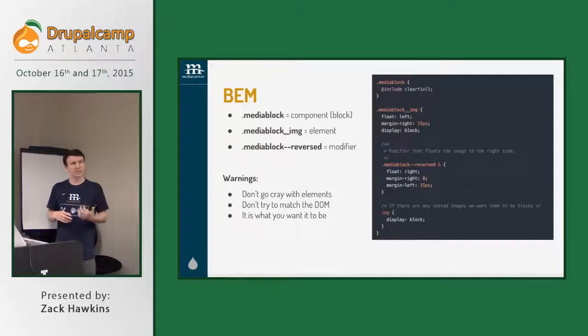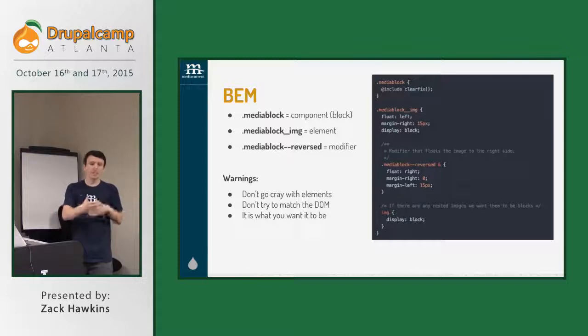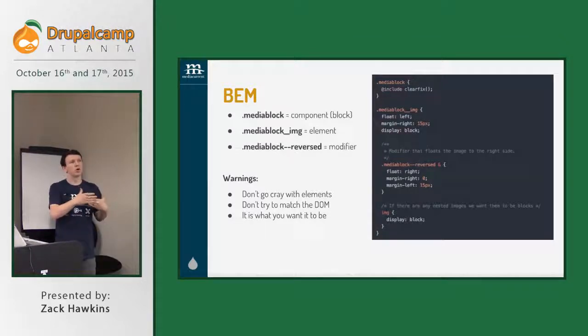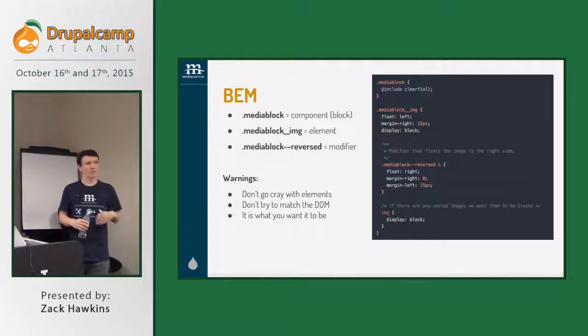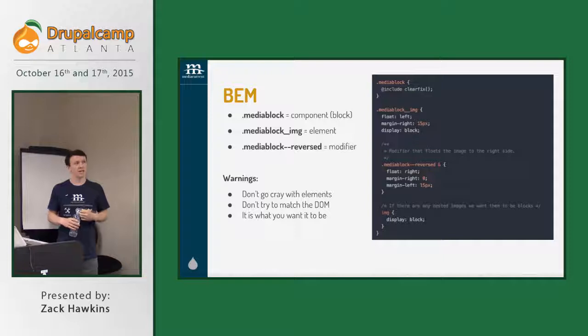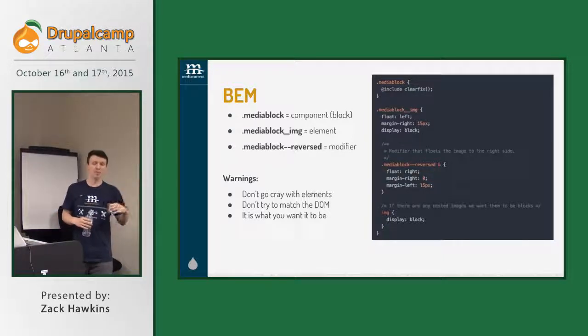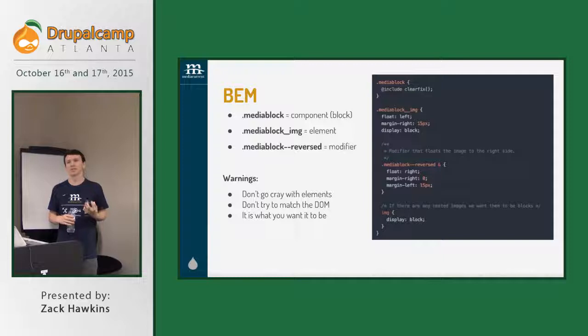So media block, just the class name, would be the actual component. Media block underscore underscore image denotes an element of the media block. So media block underscore underscore image is saying that, hey, this piece only works with this component. So this is an element of this component. If you use this class anywhere else outside of media block, it'll look busted because it's not meant to work with the other one. And the double dash is a modifier. So that's saying like, hey, this is media block, but we need a slight variation, and we don't feel like it deserves its very own new component.